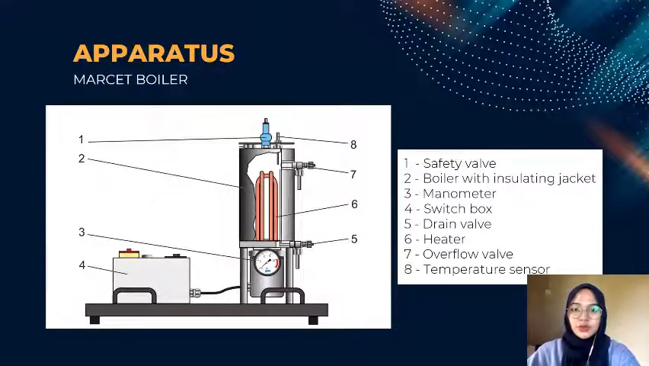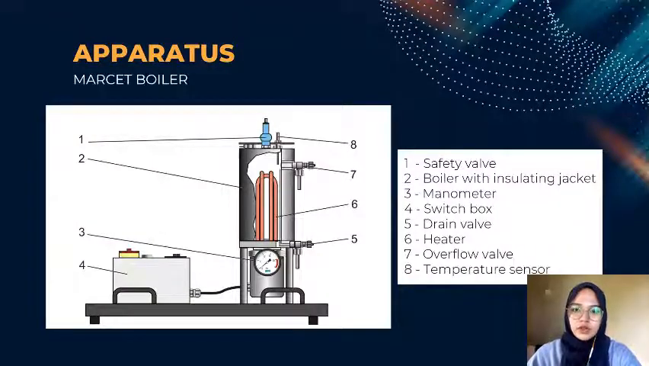Before I move on to the methodology, let me introduce the apparatus used to conduct this experiment, which is the Marcet boiler itself. This Marcet boiler includes the switch box and the cylindrical boiler made of thermally insulated steel and also an electrical resistance for water heating and evaporation. As you can see from the picture, there are 8 important parts in this Marcet boiler. Number 1 shows the safety valve, and number 2 points to the boiler with an insulating jacket that prevents the heat from being released easily to the surroundings.